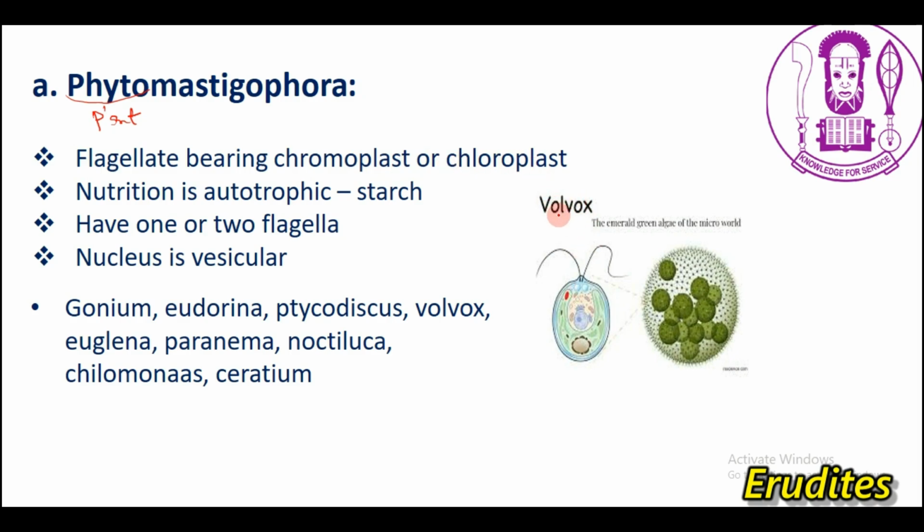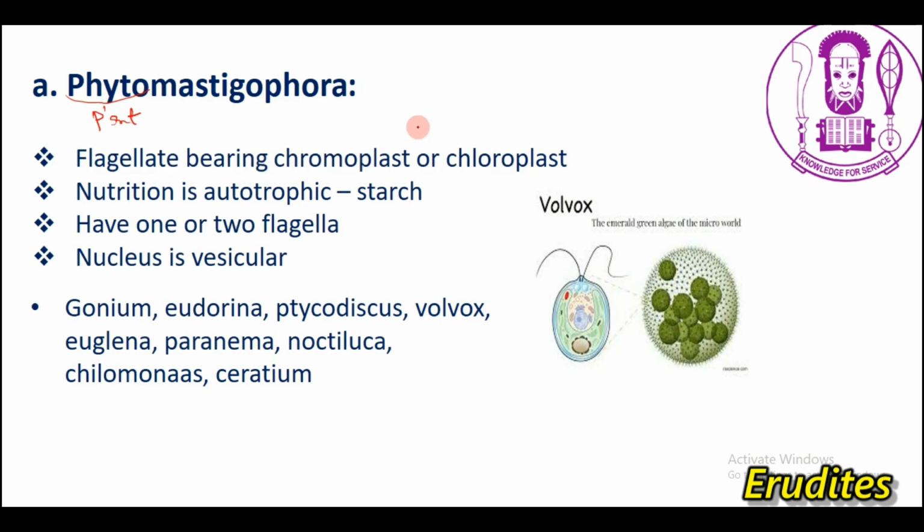An example here is Volvox. You can see its colony here, and they are green. That greenish nature is because they have chloroplast. So Phytomastigophora are flagellates that bear chromoplast or chloroplast.